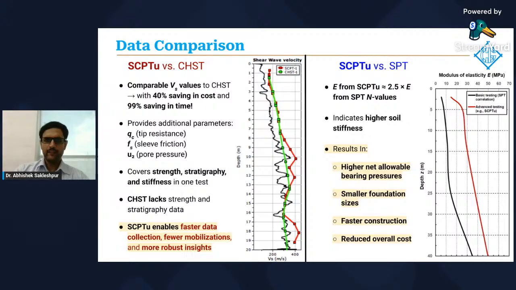On the right-hand side, we're comparing the SCPTu with the standard penetration test. So what we have is the modulus of elasticity E plotted against depth. The black solid line is the E value determined from SPT correlation, and the red line is the E value from the seismic CPTu. So we can see that the modulus from the seismic CPTu is almost 2.5 times greater than the E value from the SPT N. So indicating higher stiffness, which results in higher net allowable bearing pressure, resulting in smaller foundation sizes, so faster construction and reduced overall cost.